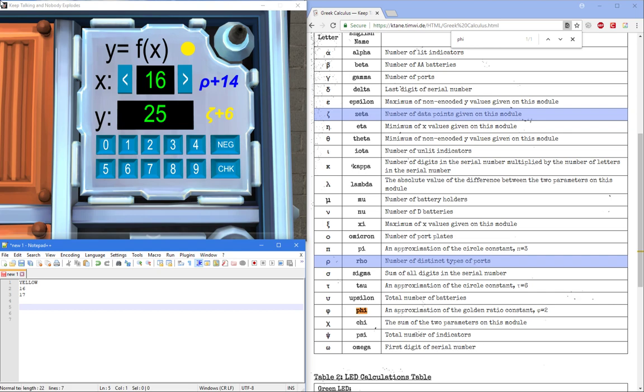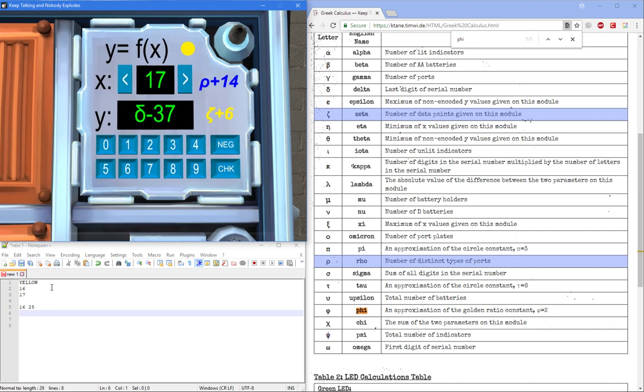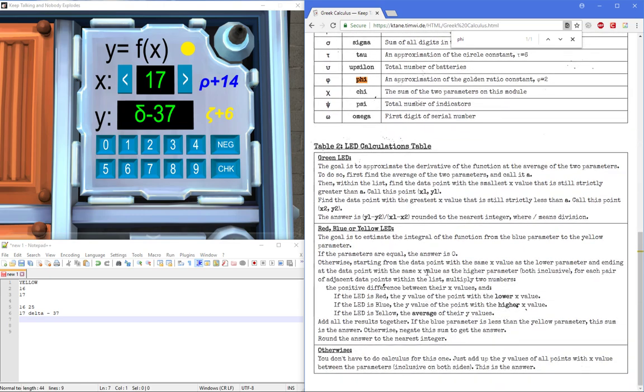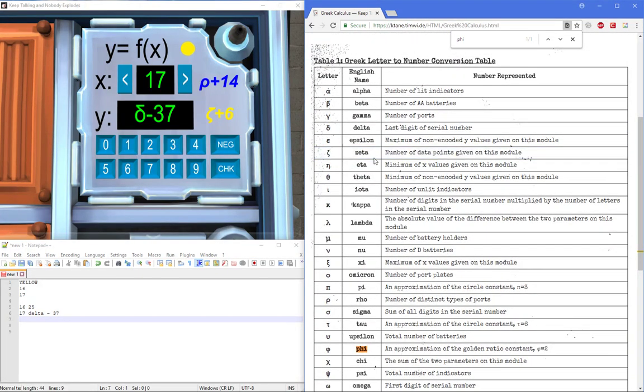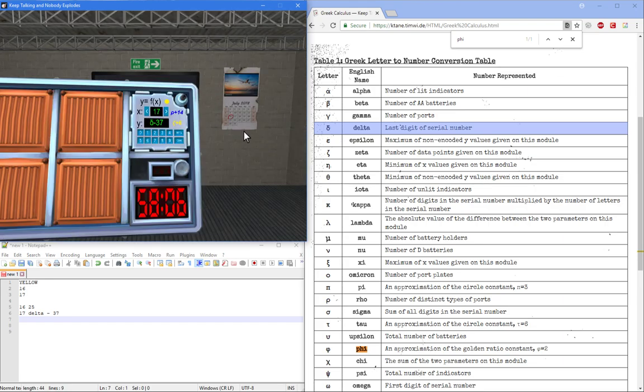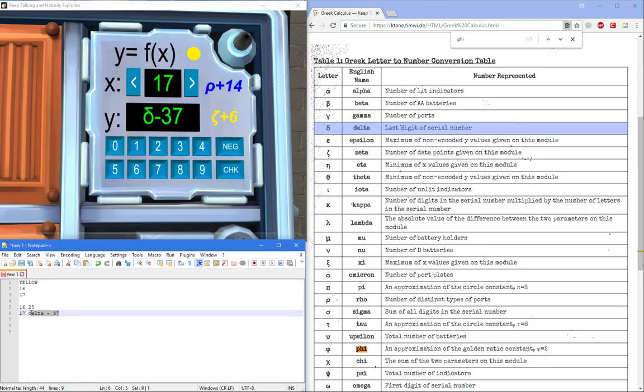So say, okay, I got 16, 25. Then I have 17, delta minus 37. So with yellow being the case, we have to get the average of the two. So let's figure out what delta is, which is the last digit of the serial number, is a 1. So 1 minus 37 is going to be negative 36.